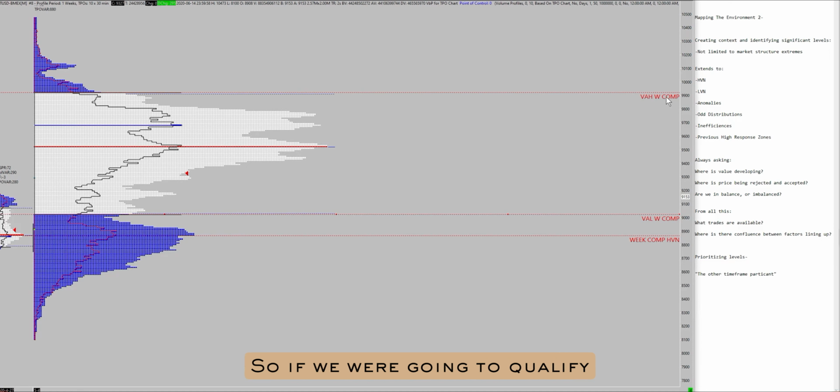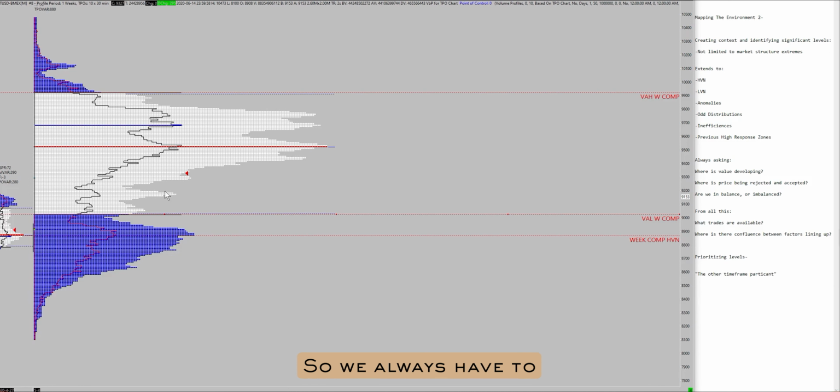So if we were going to qualify which is the most important level on this chart right now, it's probably this. So we know that this is where the other time frame participant comes in. And that means within these levels, you might have intraday traders, you might have swing traders, but we know that at this extreme, we're dealing with a lot more flow. Okay, so order of operations, this is the most important level on the chart right now.